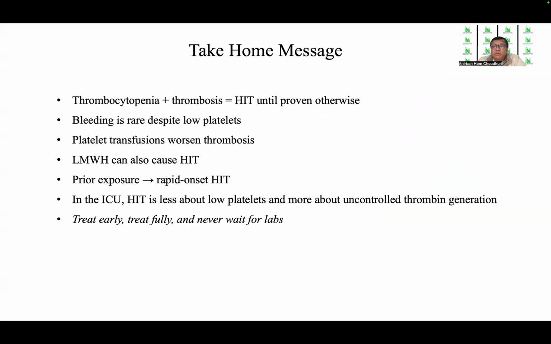So my final take-home message would be that thrombocytopenia plus thrombosis should be considered as HIT until proven otherwise. Bleeding is rare despite low platelets. Platelet transfusions worsen thrombosis. Low molecular weight heparin can also cause HIT, and prior exposure will produce rapid onset of HIT. In the ICU, HIT is less about low platelets, but it is more about uncontrolled thrombin generation. So treat early, treat fully, and never wait for the labs. Thank you.